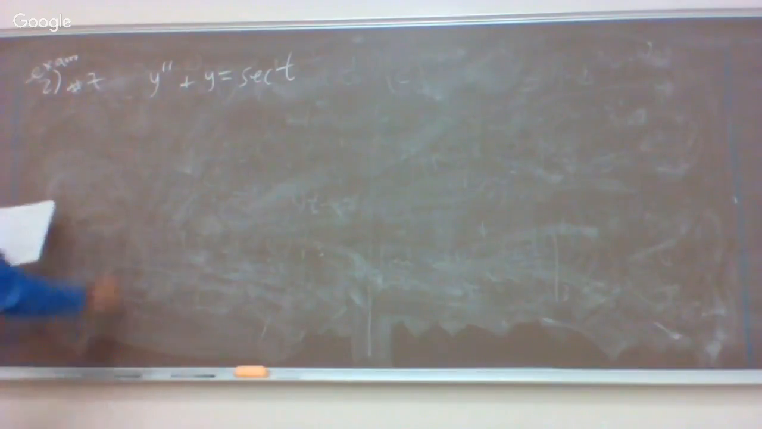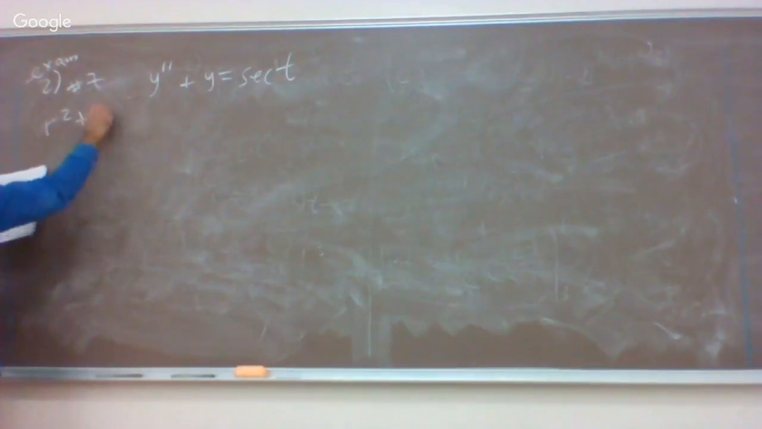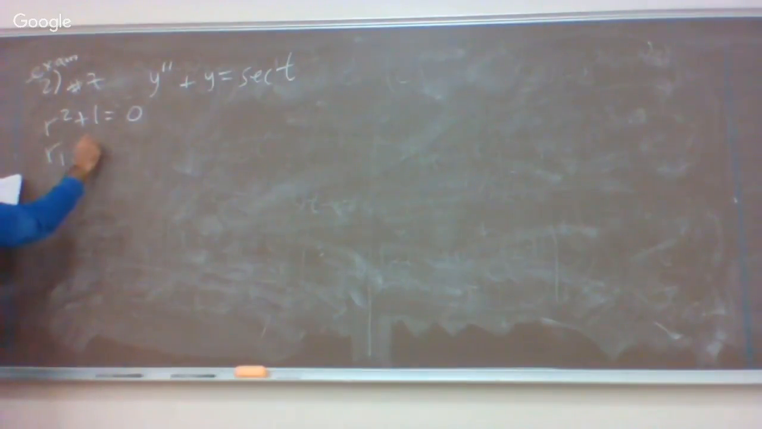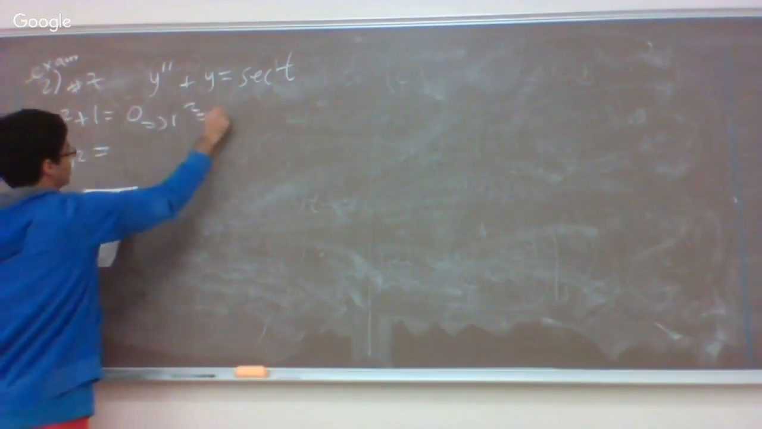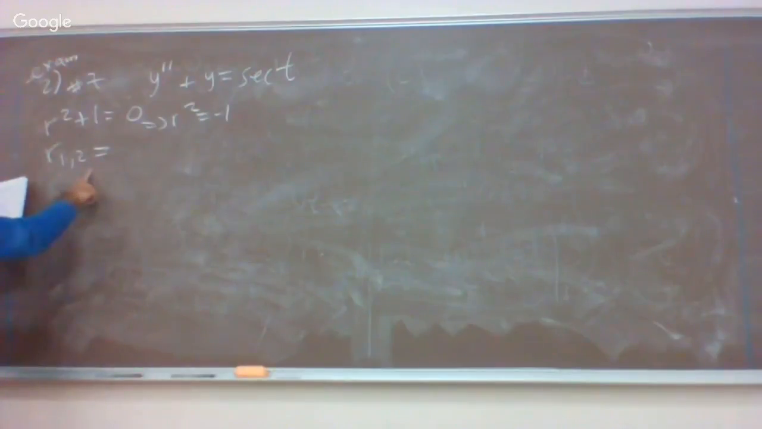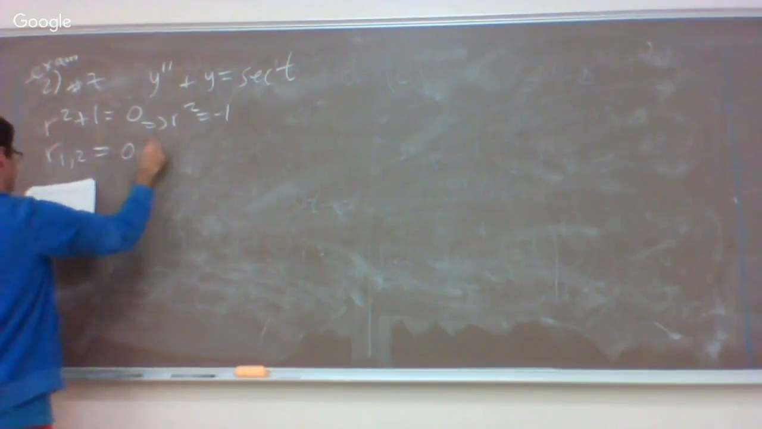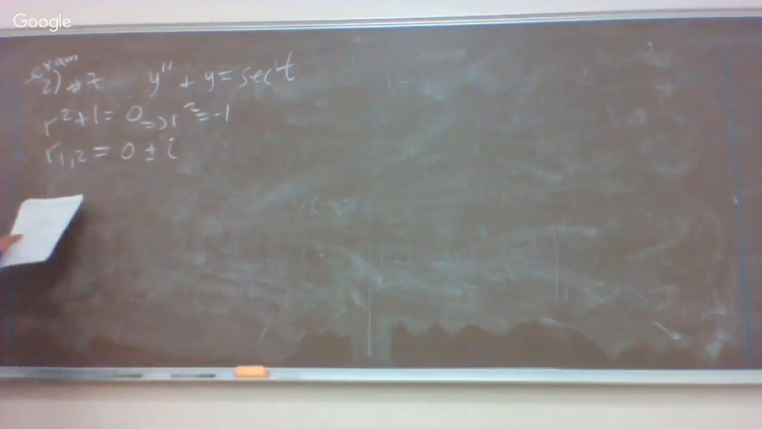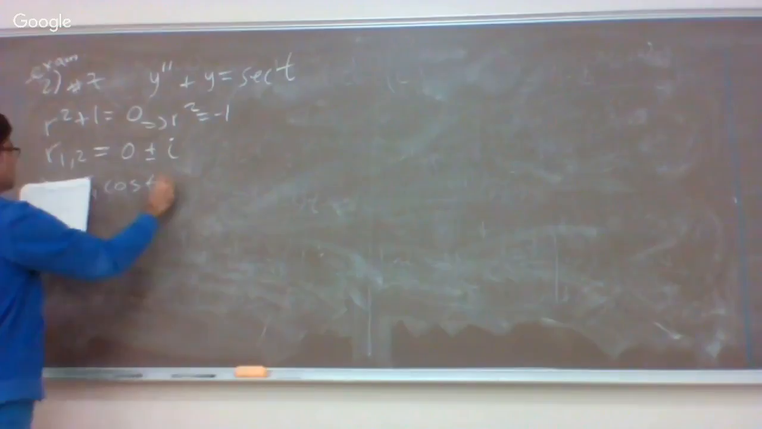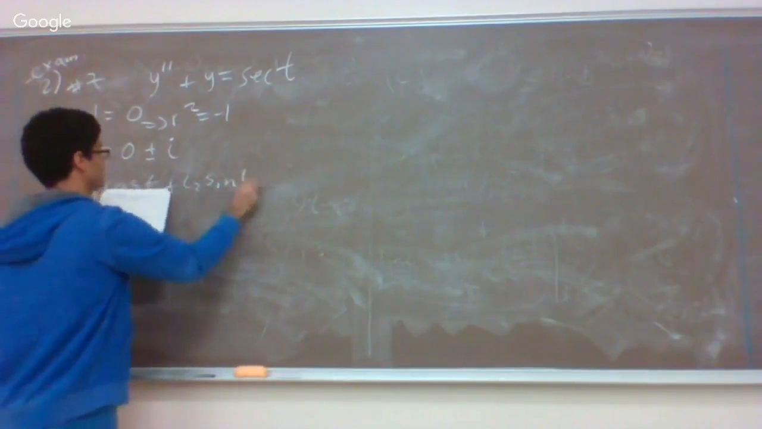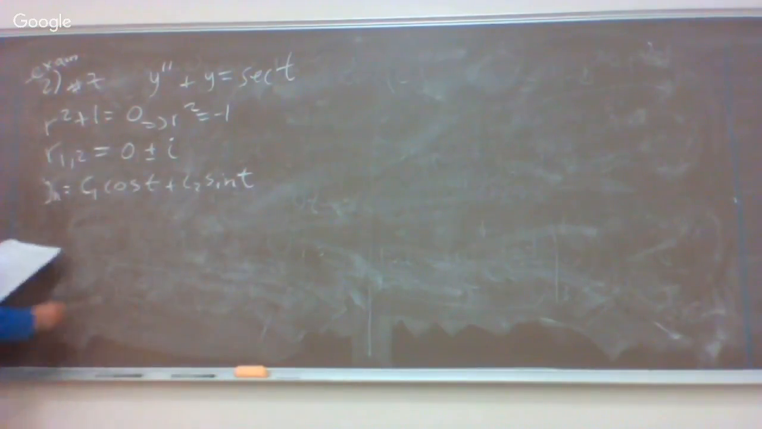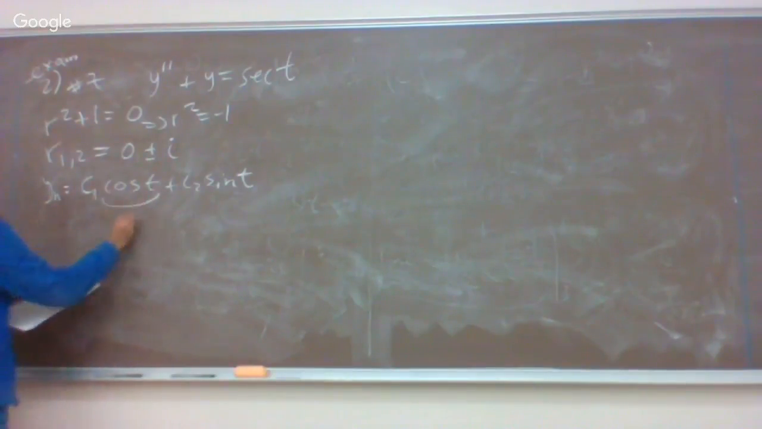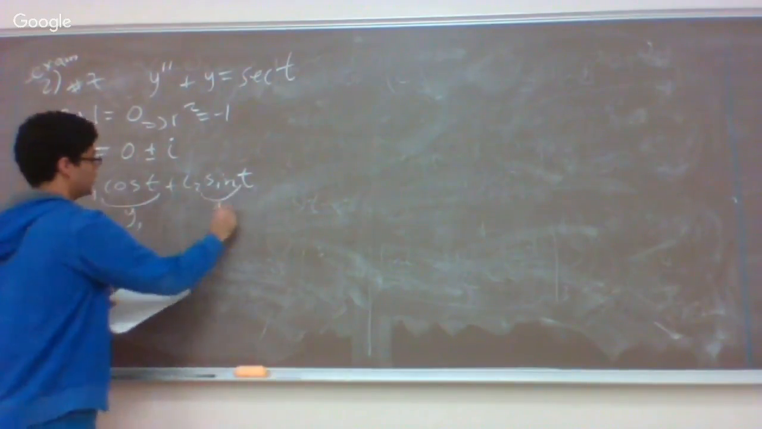First thing we always do is the auxiliary equation, so it's r squared plus 1 equals 0. So r squared is equal to -1, so that r1 and r2 are equal to 0 plus or minus i. My homogeneous solution is C1 cosine of t plus C2 sine of t, so that my y1 is cosine and my y2 is sine.